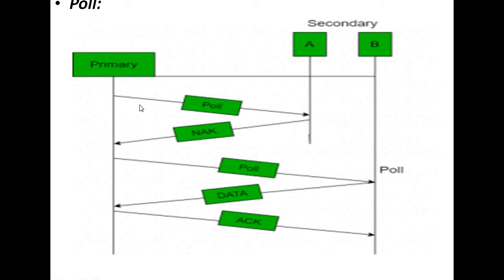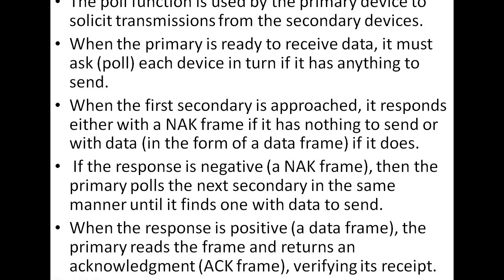When it gets a negative acknowledgement from system A, after that it pulls the B system to send some data if they have, towards the primary side, because here the primary side is free and it asks both the systems to send some data if they have. So this is all about the working process of the pull and select command.